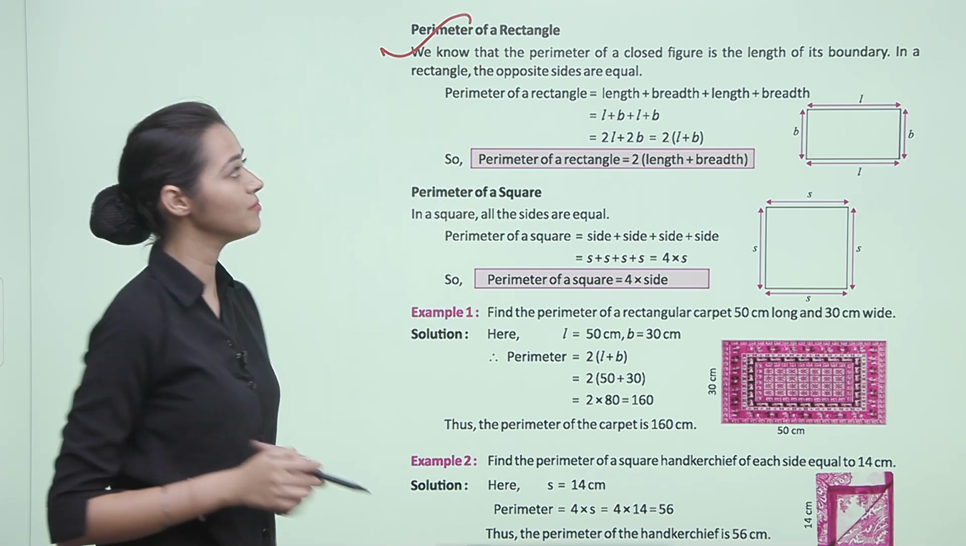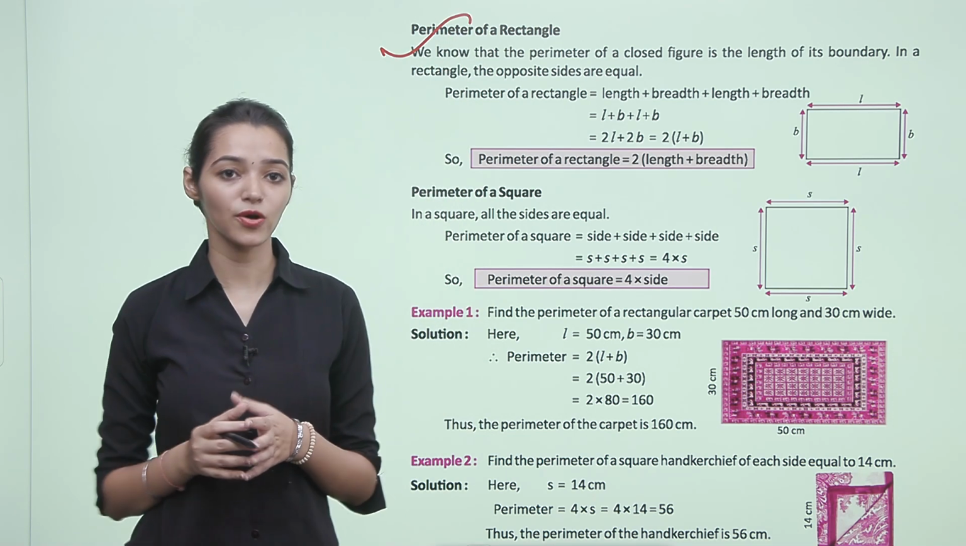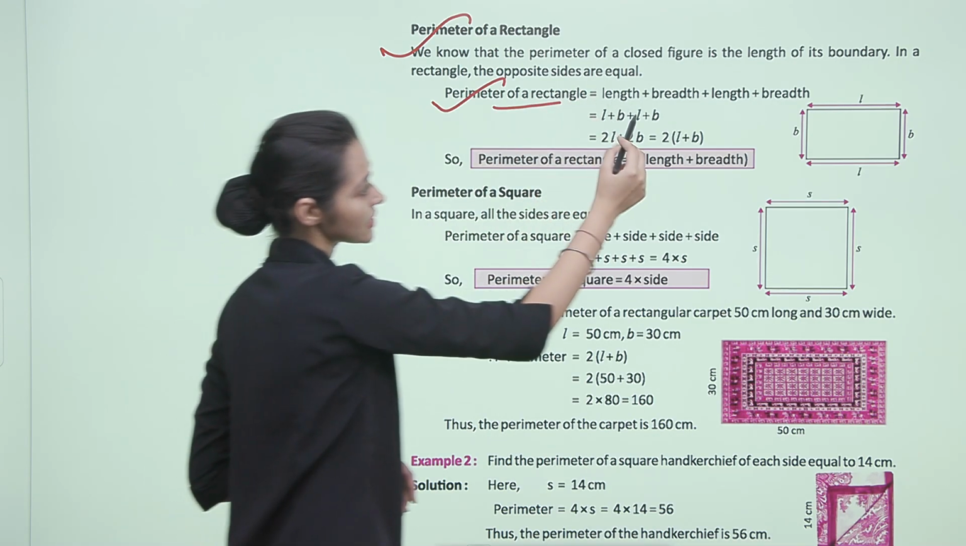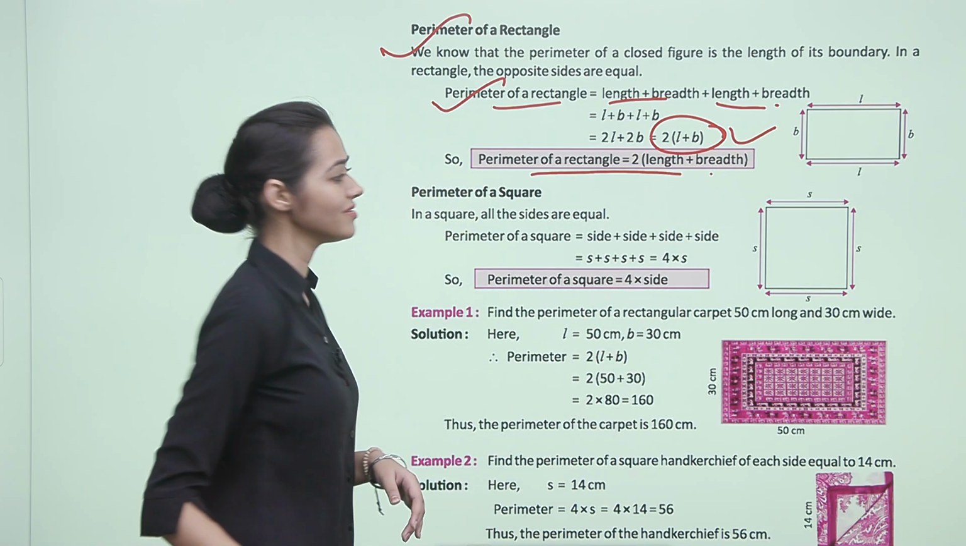Now let's look at the perimeter of a rectangle. We know that perimeter of a closed figure is the length of its boundary, and in a rectangle the opposite sides are equal. That means the perimeter of a rectangle is 2 into (length plus breadth).